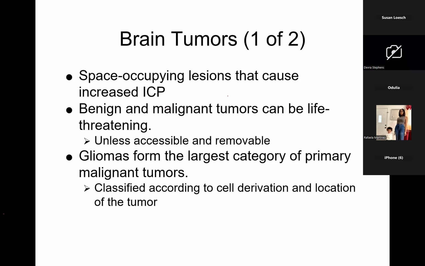Gliomas are the largest category of primary malignant tumors. Malignant means it's going to affect you, right? And possibly kill you. But again, both of these can, just because of the space that it's taking up in the brain. The gliomas, or the malignant tumors, come from the glial cells, the parenchymal cells in the central nervous system, and they're called astrocytomas. These are the most common.